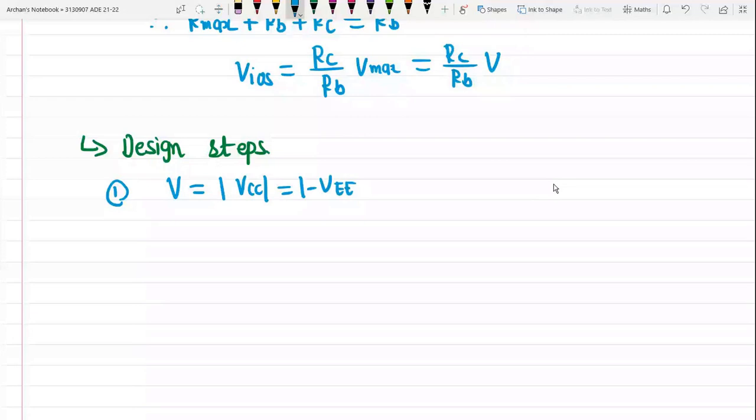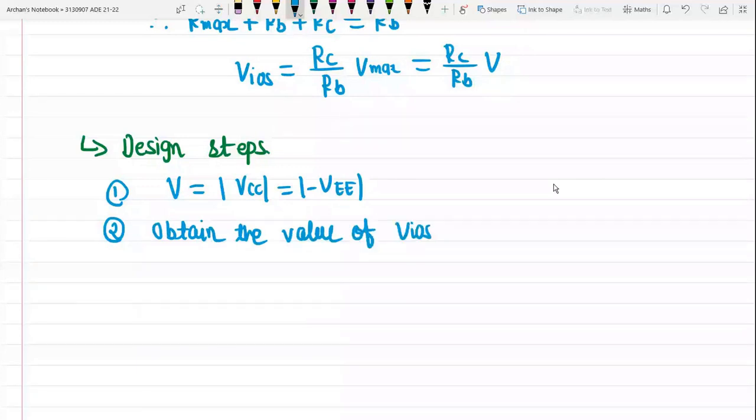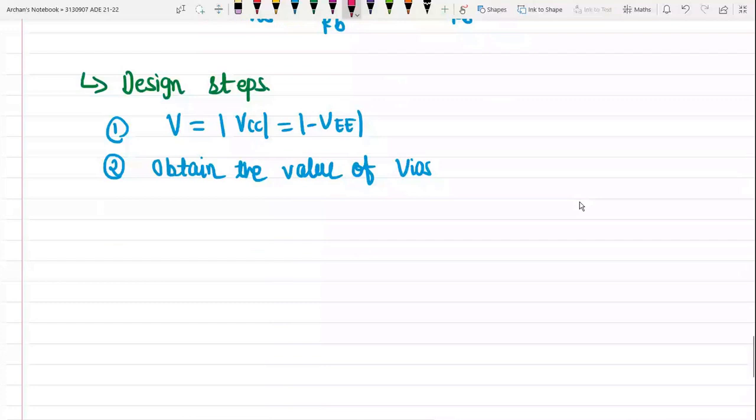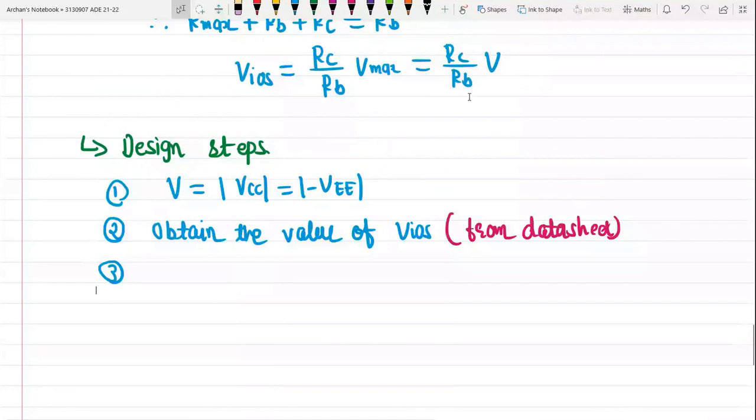Then, second step, we will obtain the value of input offset voltage VIOS. From where will we get this value? From the data sheet of the IC. Now we know the value of V and the value of VIOS, so we will use this equation of VIOS to derive the relationship between RB and RC.